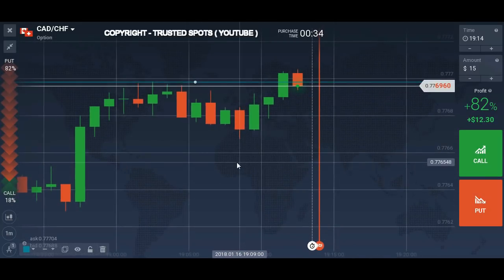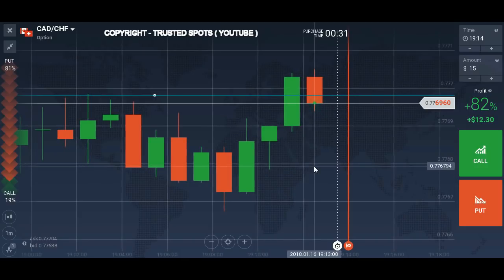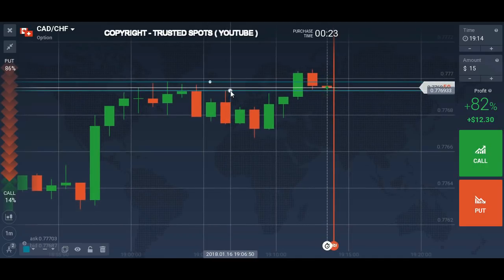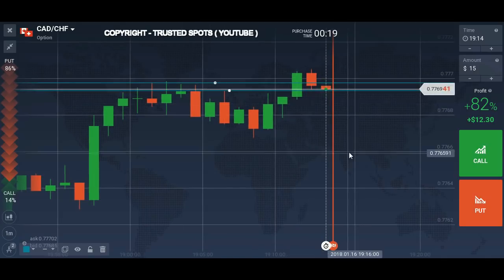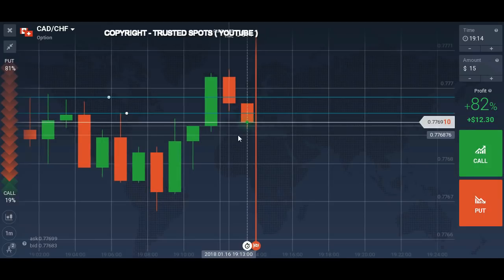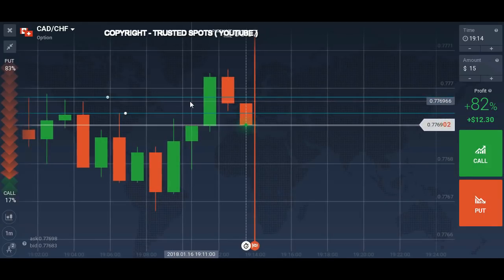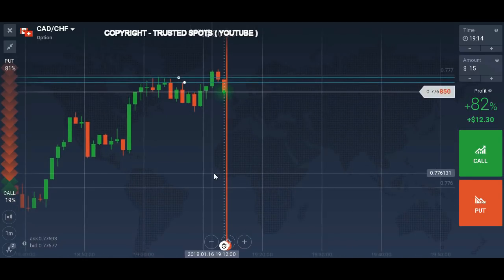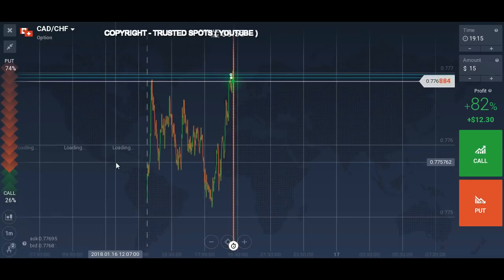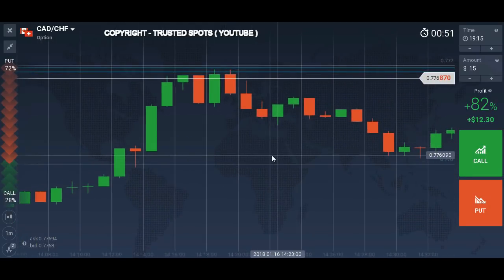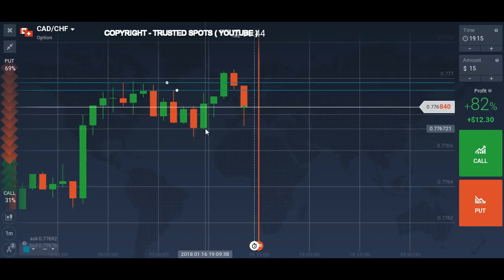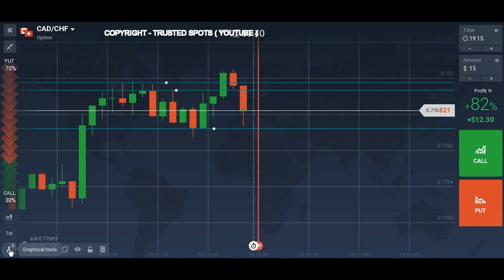Okay, let's see how this candle closes. This is the whole area of support. We will wait for this candle to close. Okay, it's getting rejection. Good sign for us. We have another intermediate level here, which we can use for trading.